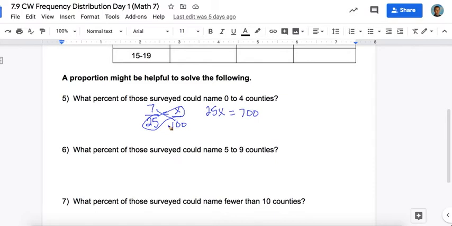Okay, whenever we're changing a fraction to a percent, we can put it x over 100 because that will always give us a percent. Now we divide by 25. And it gives us an answer of 28%.